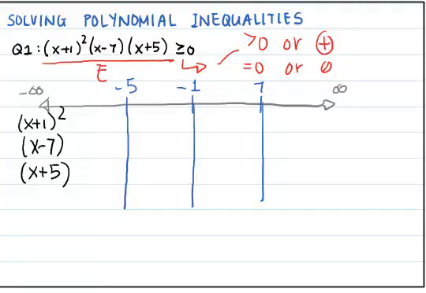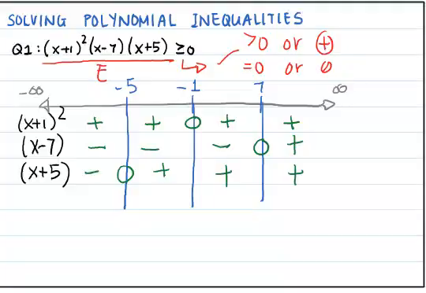(x + 1)^2 is 0 when x is equal to negative 1, and then it is positive everywhere else because it is squared. So when it is non-zero, then it's squared and it's positive. x minus 7 is 0 when x is equal to 7, positive when x is greater than 7, and negative in all intervals where x is less than 7. x plus 5 is 0 when x is equal to negative 5, then it is positive in all intervals where x is greater than negative 5, and negative when x is less than negative 5.